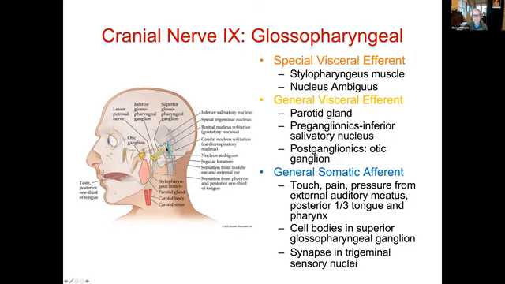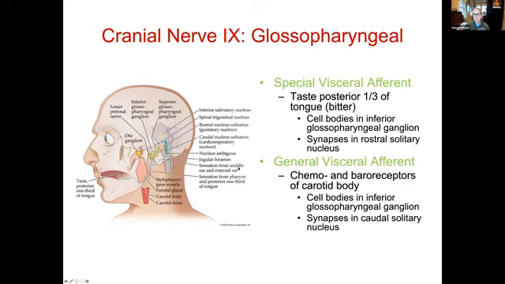But once they get into the brainstem, they actually hand that information off to the trigeminal nuclei that are relaying information about touch and pain and temperature from the face. So that's where they hand it off, to the trigeminal nuclei. Okay, so those are our general somatic afferent fibers. Those are some of the sensory fibers that run with cranial nerve 9.